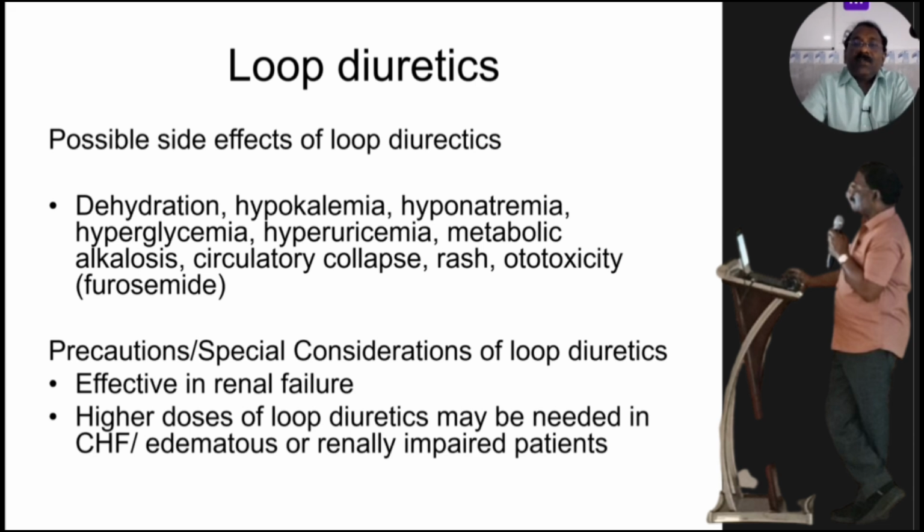Precautions and special considerations of the loop diuretics: they are very effective in renal failure. In the setting of CKD, these loop diuretics are the drugs of choice once the GFR is less than 30. So that means the people on dialysis, the people who need transplantation. When the GFR is less than 15, you consider them as ESRD. There we use only the loop diuretics. Higher doses of the loop diuretics may be needed in heart failure and in edematous or renally impaired patients like CKD.